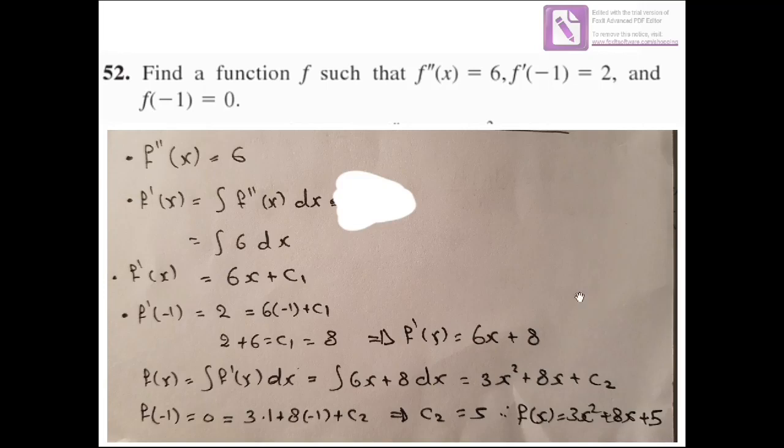So we first find the first derivative from the second derivative using this initial value. Then we find the original function by integrating the first derivative using this initial value.